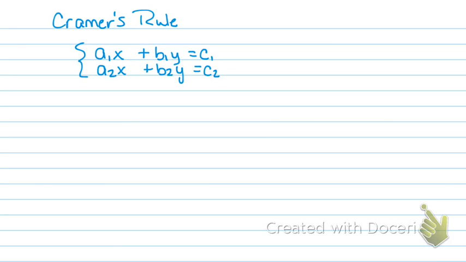Okay, so let's talk about Cramer's rule here. Let's explain it before we actually get into it. You're given two equations. In your equations, you have a's in front of your x variables, you have b's in front of your y variables, and you've got c's at the end. Those are your constants, okay?